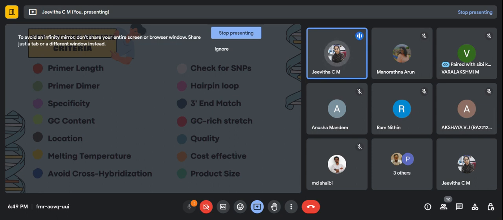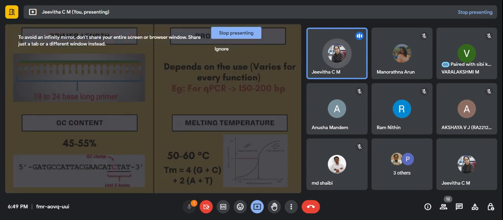And there are 5 to 6 criteria which are constant for all types of primers, like for cloning, qPCR, normal PCR, for everything. So the constant thing is primer length. We design the primers only with limited nucleotide base pairs, that is 18 to 24 base pairs long, because we can't take a longer stretch of sequence. Also, you need only 15 to 20 nucleotides to initiate the synthesis by your enzyme.